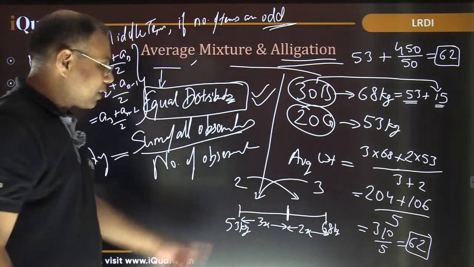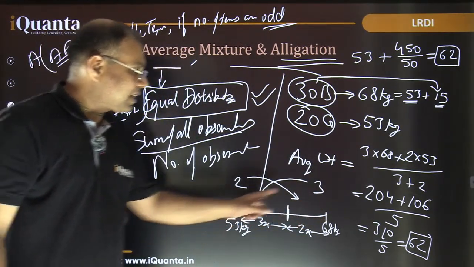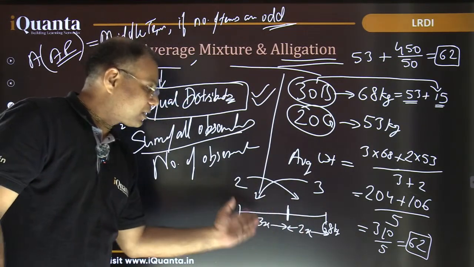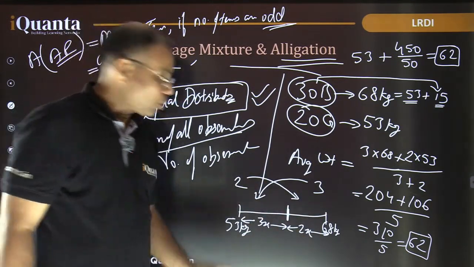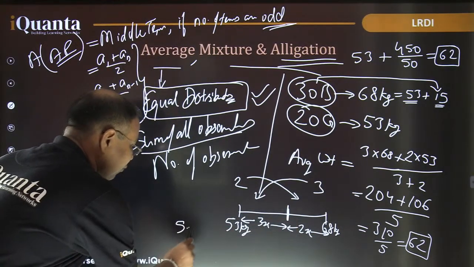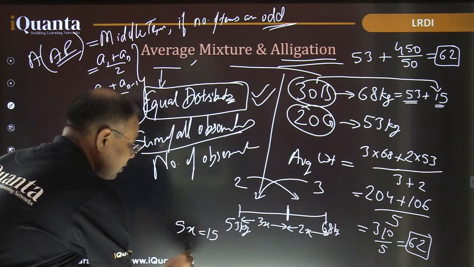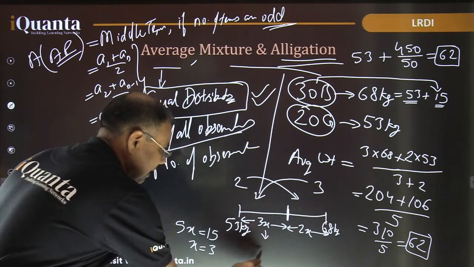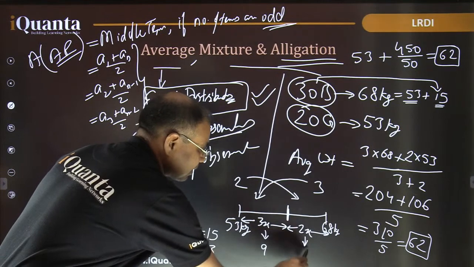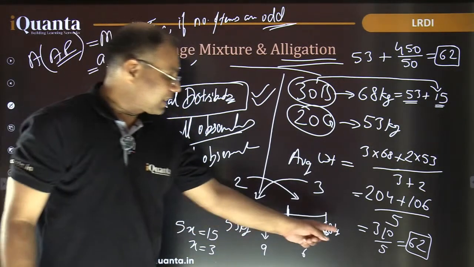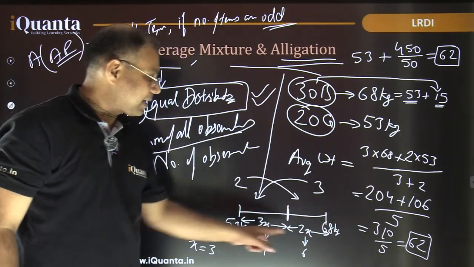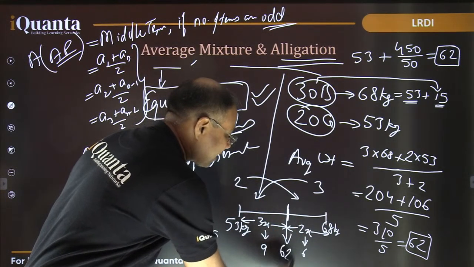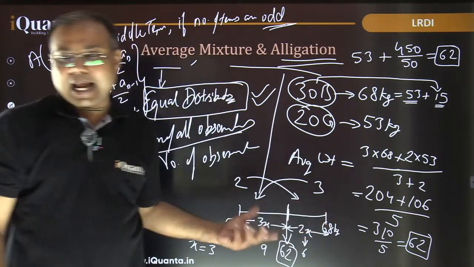Now this total gap between 53 and 68 is 15. So 15 needs to be divided into two parts in the ratio 3:2. So basically this 5x, I can write, 5x is 15, which means x is equal to 3. And so this 3x becomes 9 and this 2x becomes 6, as Gunjan mentioned. So 68 minus 6 or 53 plus 9, whatever you do, your value comes out to be 62. That is the average. So that is using the allegation method.